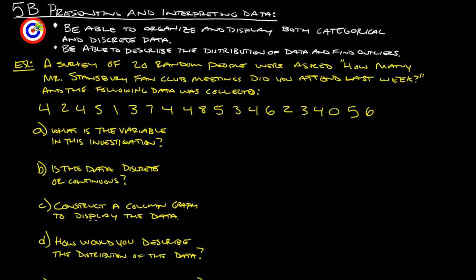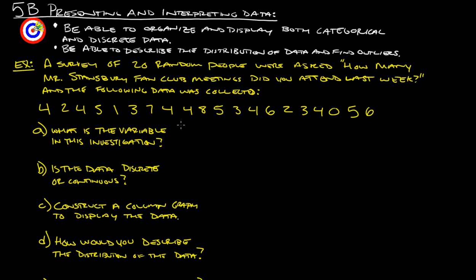Let's look at an example. There aren't actually any good examples in the book, so I just made up my own, and we'll give this one a shot. A survey of 20 random people were asked, how many Mr. Stansbury fan club meetings did you attend last week? And the following data was collected.